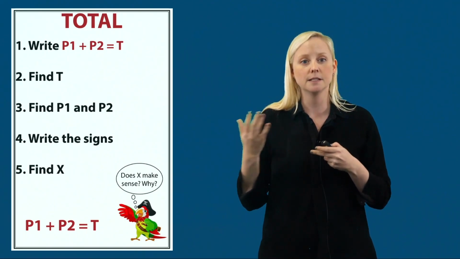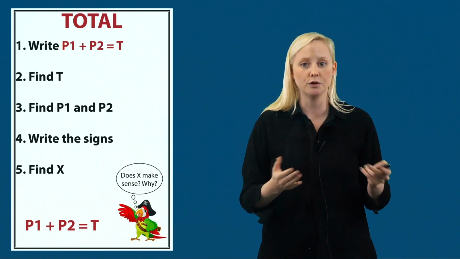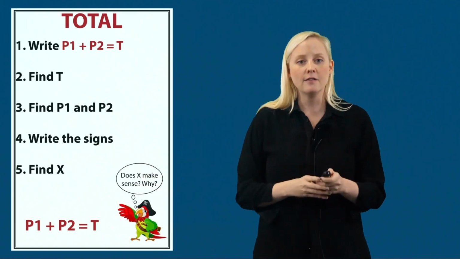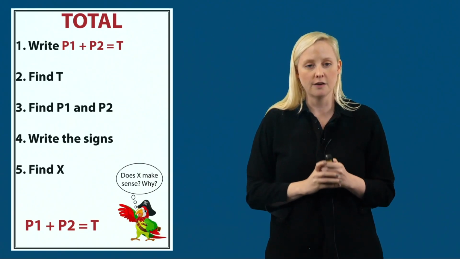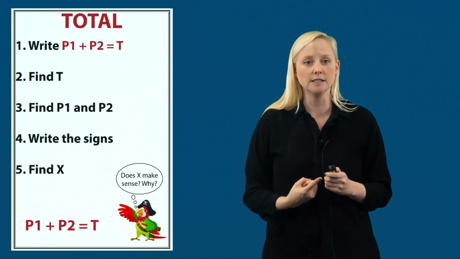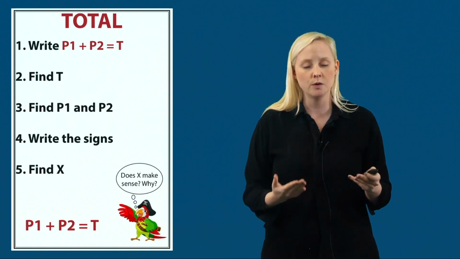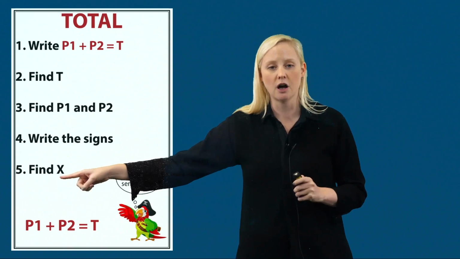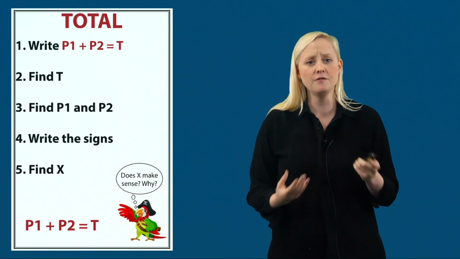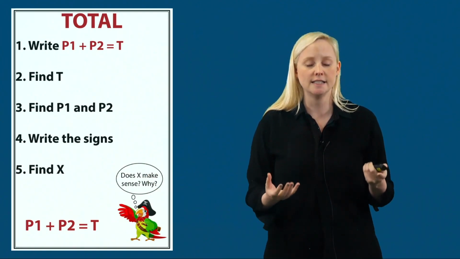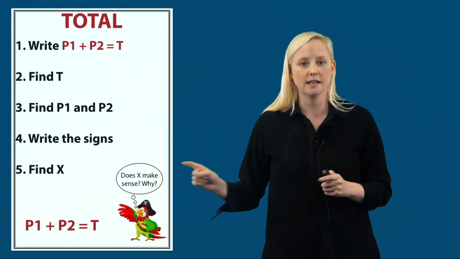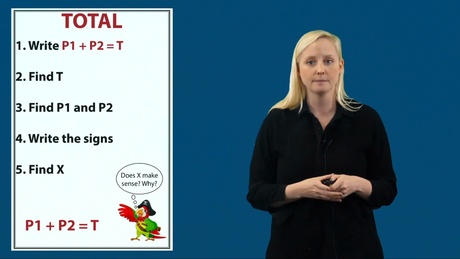Again, sometimes the parts will be missing and sometimes we will know the parts. Step 4 says write the signs. In every total problem, we use the same signs. We use an addition sign and an equal sign, which we refer to as the same as sign. Lastly, we are going to solve for x. The final step is for us to check to see if our answer makes sense. So this is why we have this parrot here asking, does x make sense and why?